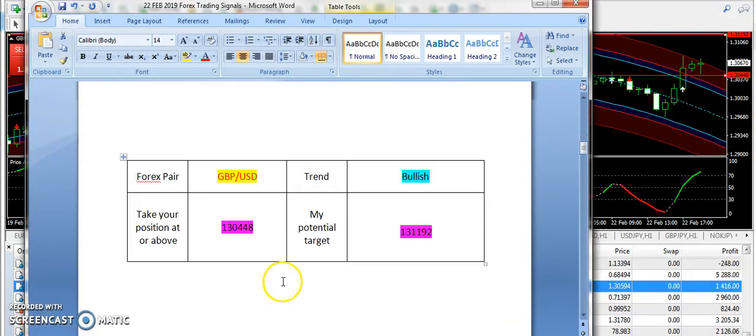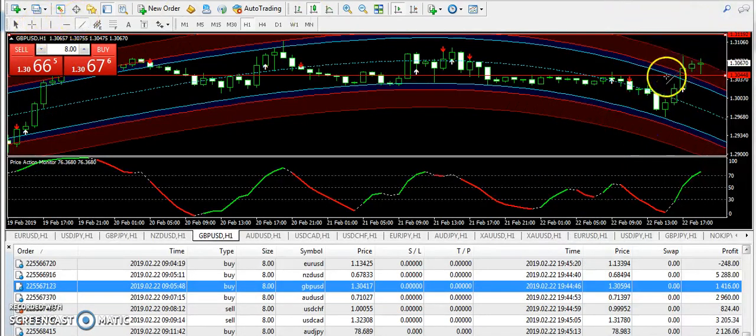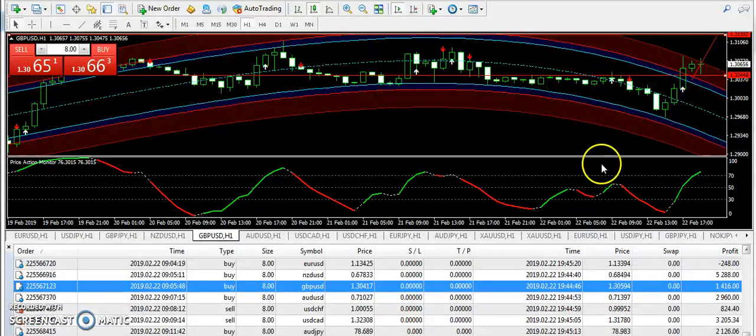Okay, now let's talk about Great Britain Pound USD. I'm going to take you towards the signals report. So Great Britain Pound USD with a bullish expectation from 130.448, and 131.192 was the target price. And guys, you can see the market has just broken this level. It has taken a U-turn. If it continues the upward trend like this, then it can reach up to 131.192. So overall, a successful signal of the day.